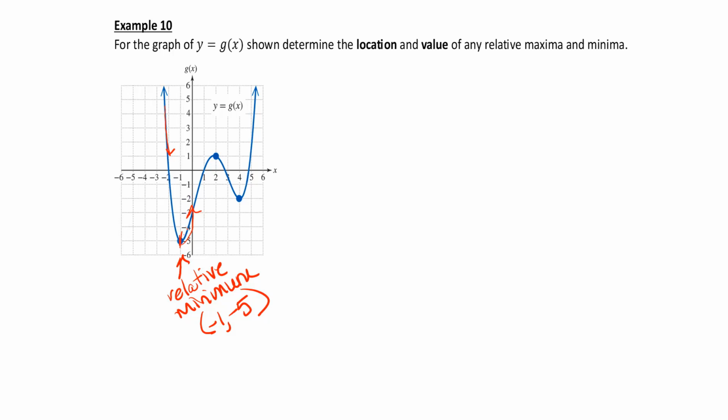And then it's increasing, and once it hits x equals 2, it begins to decrease again. So if a function is increasing and then it switches over to decreasing, we know that we just hit a relative maximum. Okay, and that's at the point 2, 1. We have that relative maximum.